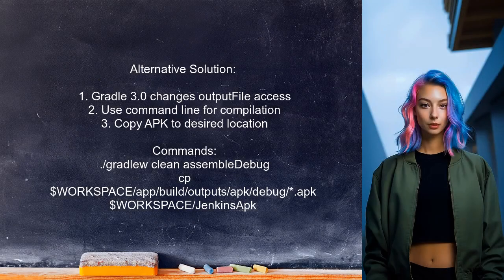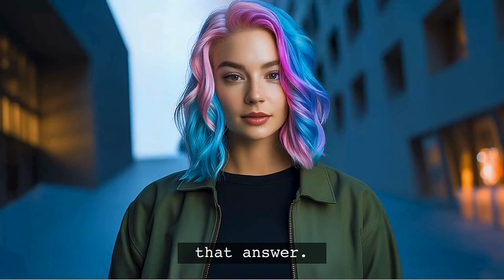An alternative solution from another user highlights that with Gradle 3.0, the output file property is no longer accessible. Instead, they suggest using the command line to compile the project and then copy the output APK to a specified path. That wraps up that answer. Let's move on to another one.